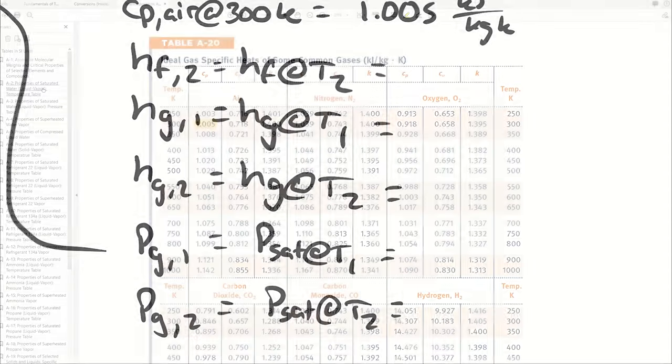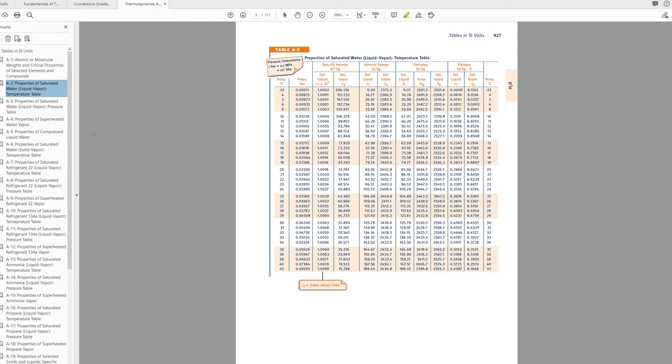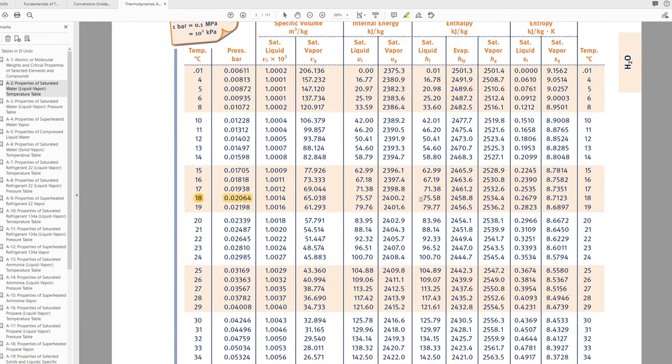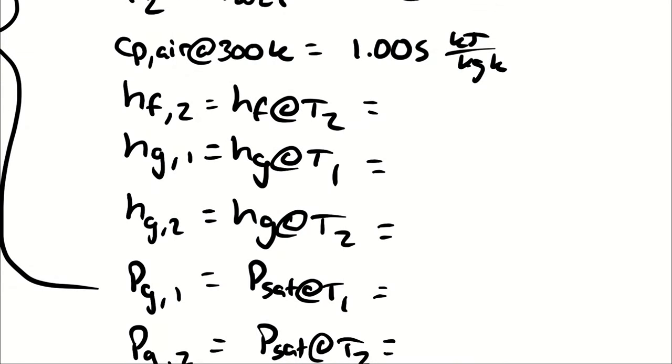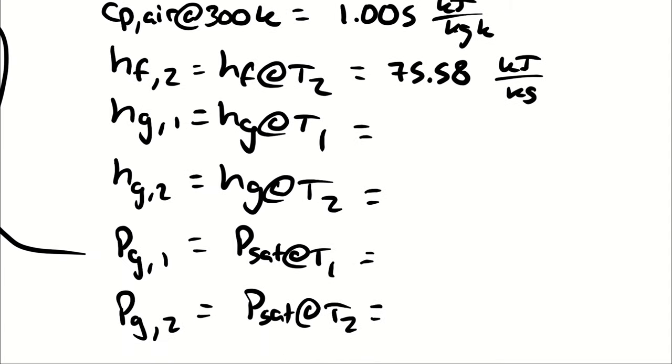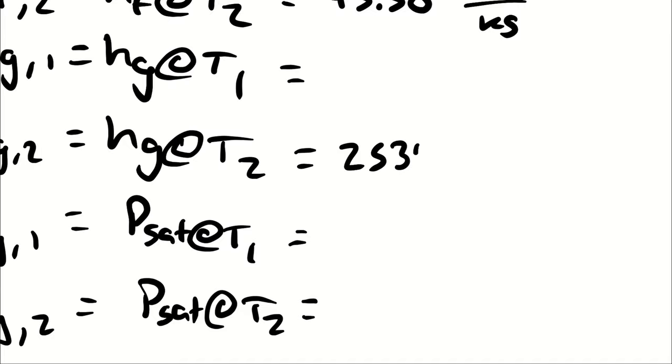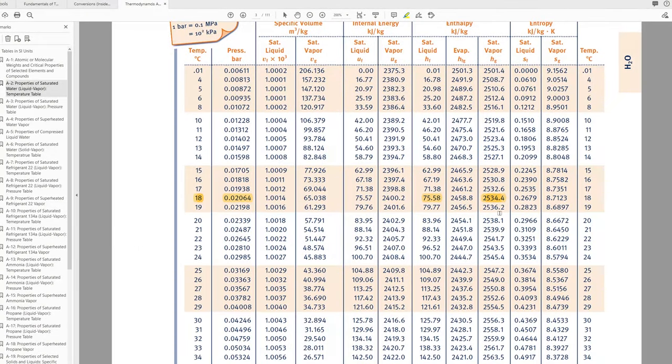So we will jump into our steam tables, by temperature. State 2 was 18 degrees Celsius. So at 18 degrees Celsius, I want Psat, and I want both hf and hg. So hf at 18 degrees Celsius is 75.58. hg is 2534.1. Psat is 0.02064 bar.